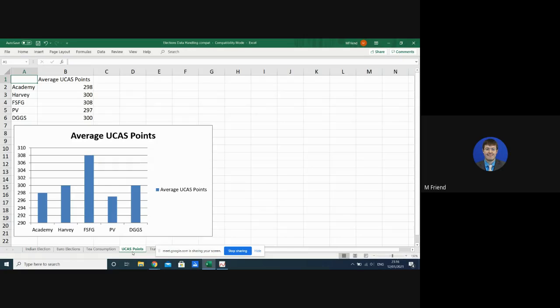Now, most people study 3 A levels, and so this represents the average UCAS points for schools in our local area. Now, people that do A levels at the academy get an average of 298. Apparently, I did actually just make these numbers up for the purposes of this, so sorry. And at Harvey, it's 300, etc., etc.